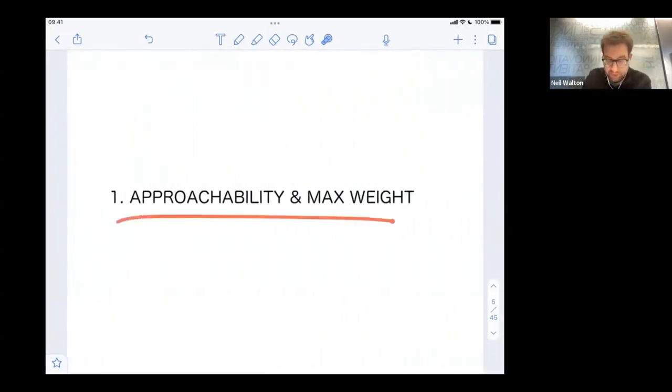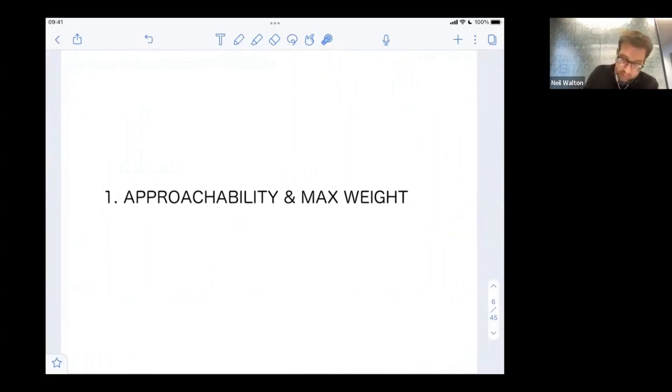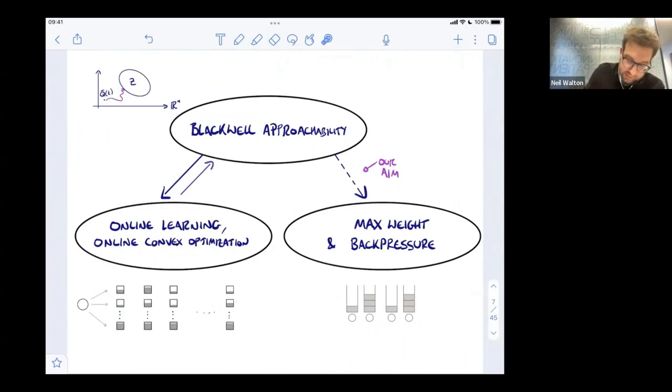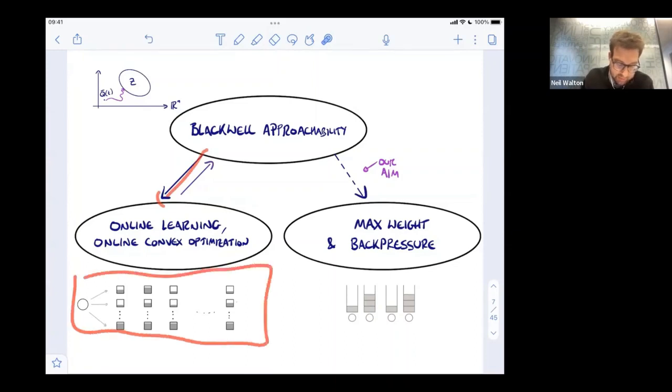Okay, so we'll go to part 1, approachability and max weight. There's a quite famous result called the Blackwell approachability theorem, which is a generalization of two-person zero-sum games, and the result there called the minimax theorem. Blackwell's result is a generalization where you're trying to approach some convex set. A nice consequence of Blackwell's approachability theorem is the existence of what are called regret minimizing online learning algorithms. So you can use Blackwell's result to prove results about online learning systems.